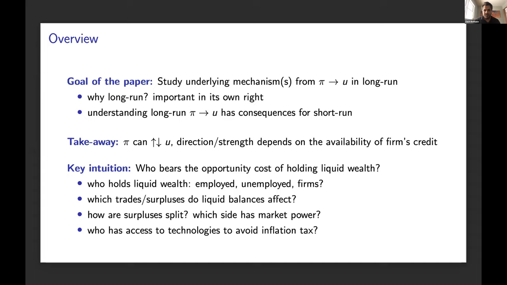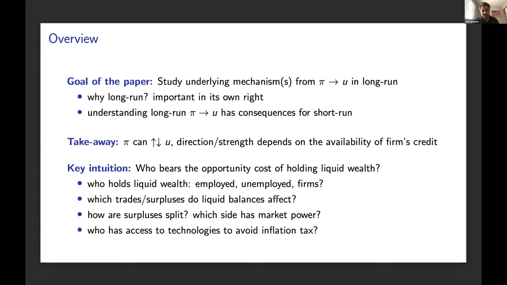Now, this is a really interesting question. It's clearly a question that our literature and the models we work with are well formulated to understand. It doesn't just depend on looking at the data and trying to understand who holds the liquid wealth. We know from tax incidence that just because you tax one entity, that isn't passed through to other entities. It also depends on how liquidity in the economy, liquid wealth, what trades and surpluses do those liquid balances affect? How are those surpluses split? How do we determine price setting? How much can one entity pass on that inflation tax to another entity?